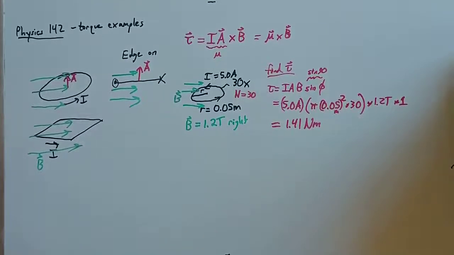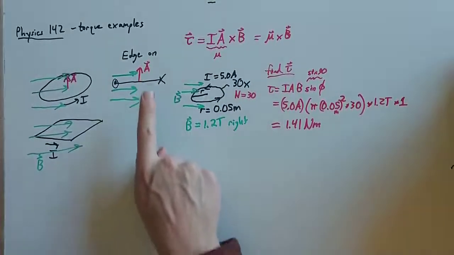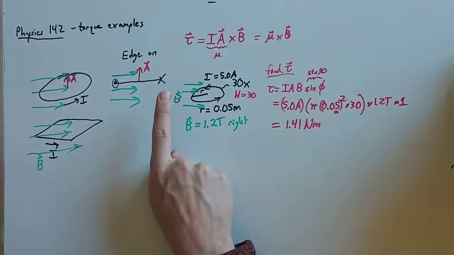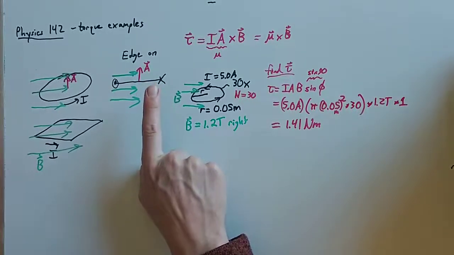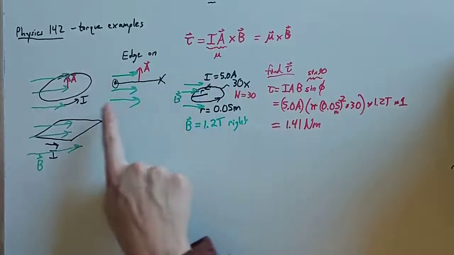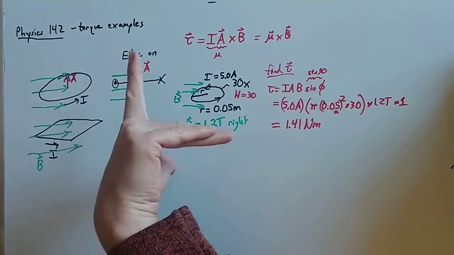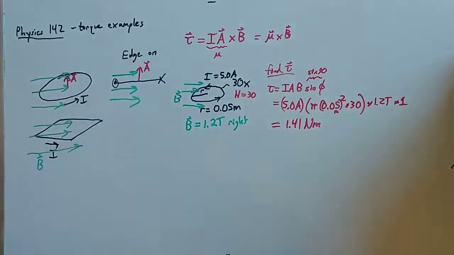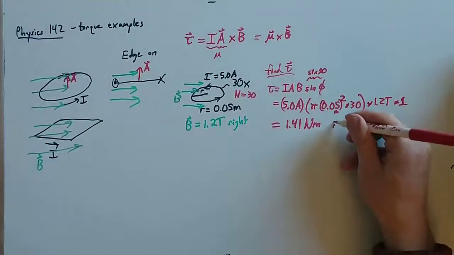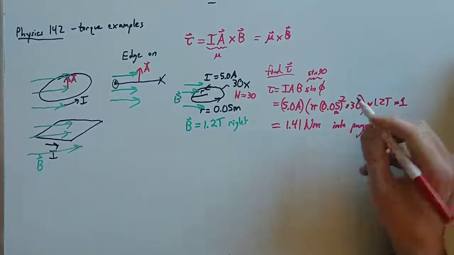Well, to figure out the direction, we need to do this cross product, right? So we point our finger in the direction of the first vector, that's in the direction of A, so that's up. Then we've got our B vectors here pointed to the right, so I point my other fingers to the right, and we can see my thumb is now pointing into the page. So that means that the direction of the torque is into the page.